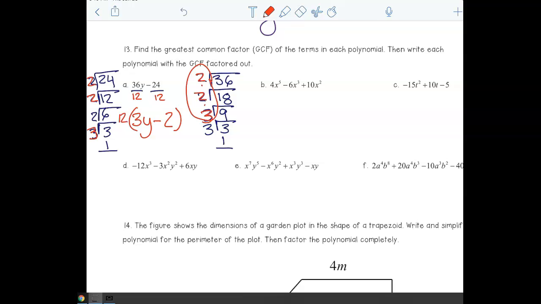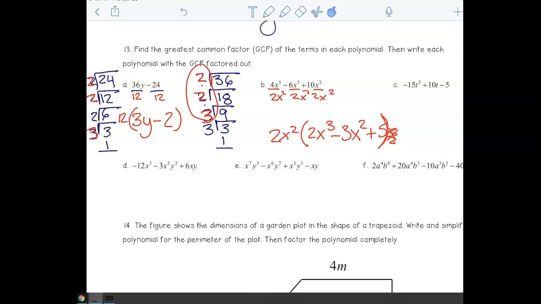Okay, let's do it again. These are all even. They all contain a 2. They all have x's, but at the most they have x squared. That's what they share. 4 divided by 2 makes 2. x to the 5th divided by x squared makes x to the 3rd. I'm subtracting. 6 divided by 2 makes a negative 3x squared. 10 divided by 2 makes a positive 5x. The rest is all gone, and I'm left with just that.